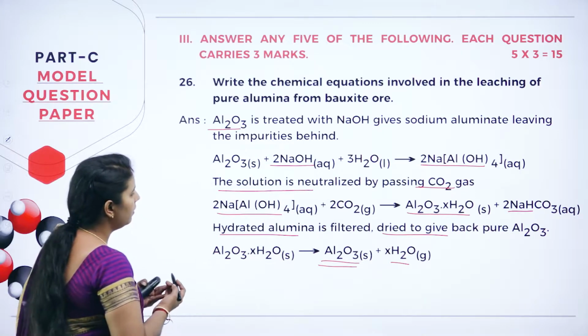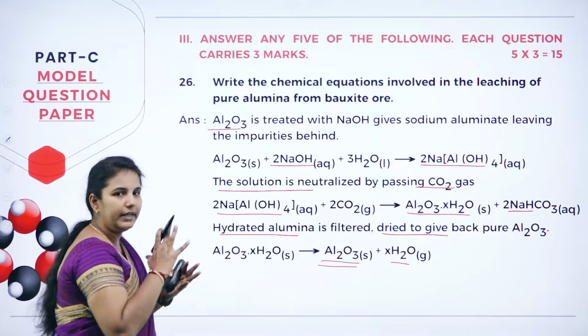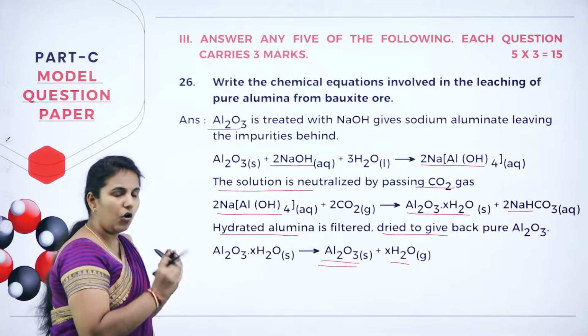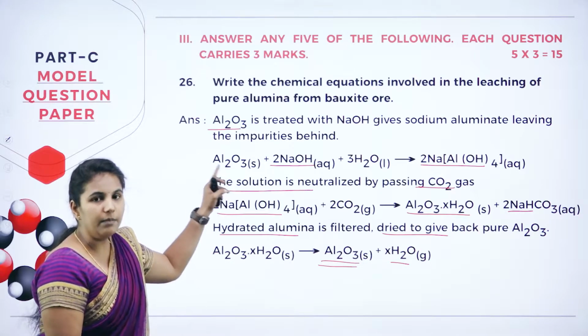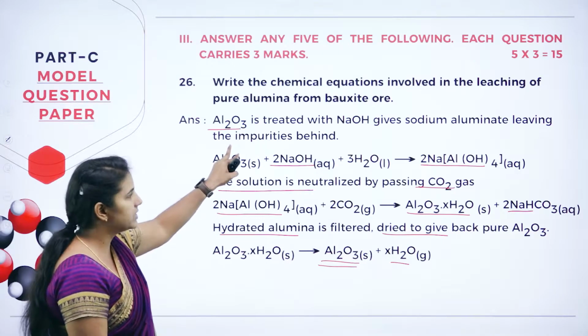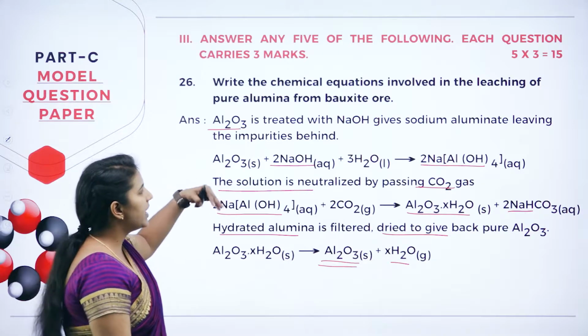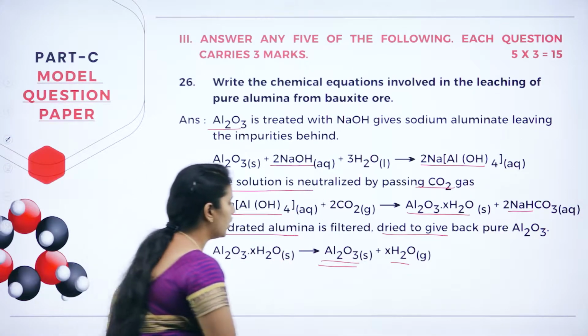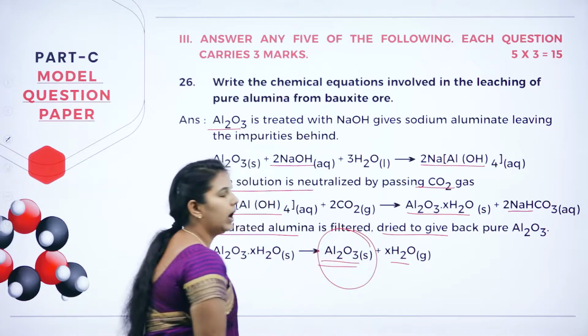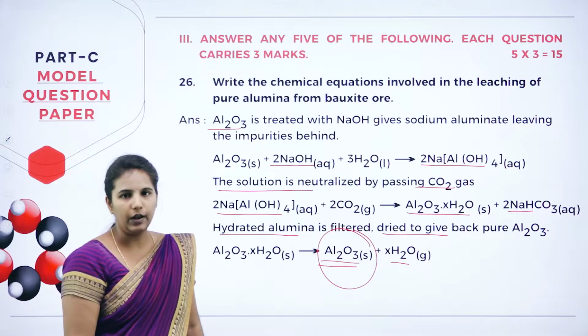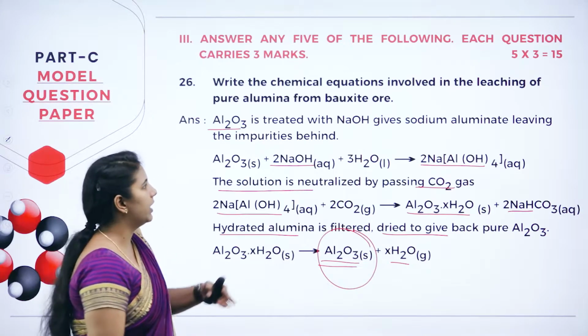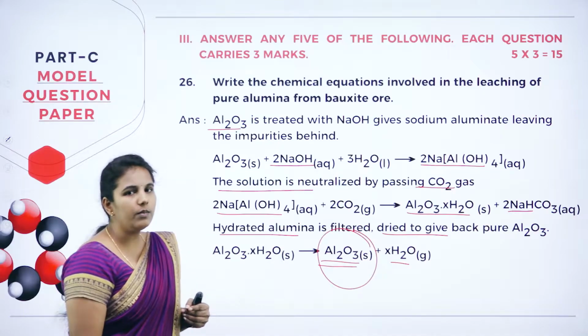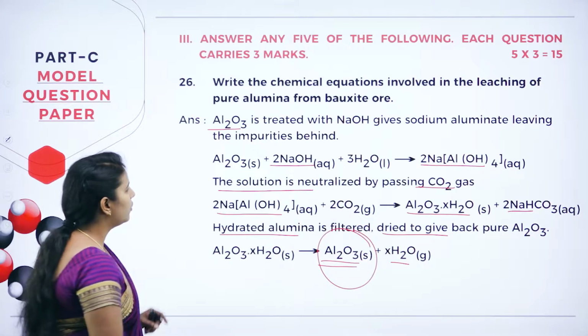This is how the leaching process is done by taking the ore of aluminium, that is the bauxite ore, which is treated with a suitable reagent, sodium hydroxide, to get alumina. To get what? Alumina. This process is known as the leaching of alumina from the bauxite ore.